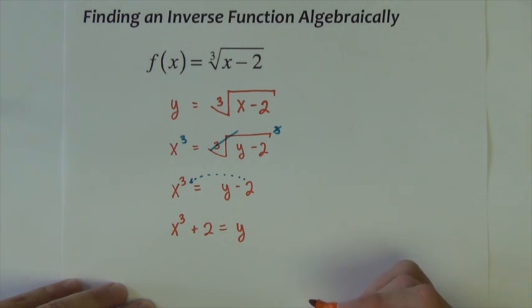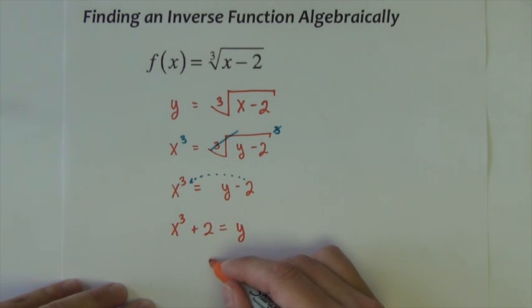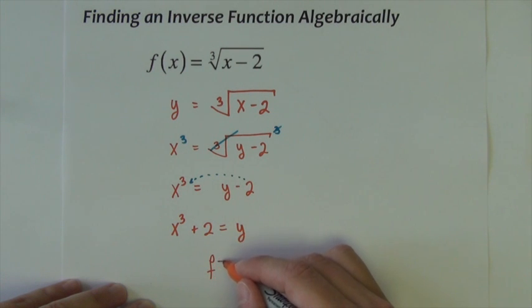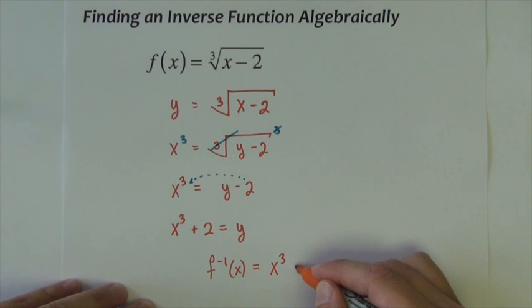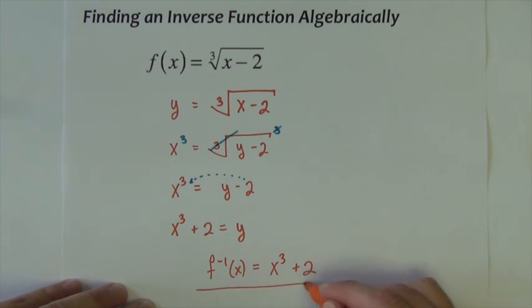The last step is to use a notation change. The y is the same as f inverse of x, and it equals x to the third plus 2.